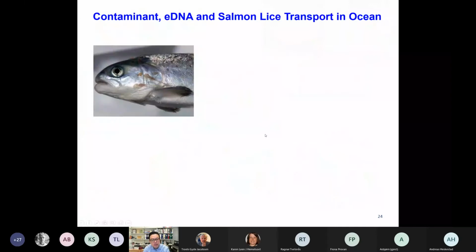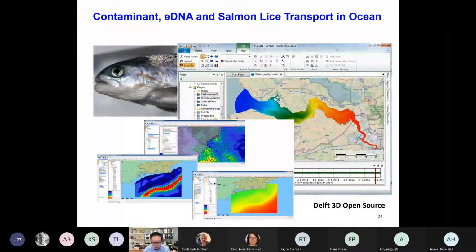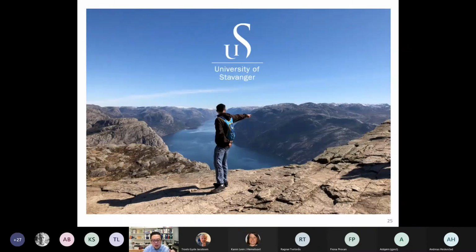And we also can study the contaminant transport, environmental DNA, and salmon lice transport in the ocean. We use the ocean modeling, take the contaminants, environmental DNA, and salmon lice as a source. So then we can actually see the distribution of all these concentrations in the ocean modeling code. So I have shown all the activities. So I would like to end my presentation here. Feel free to ask questions. You can ask in both Norwegian and English.